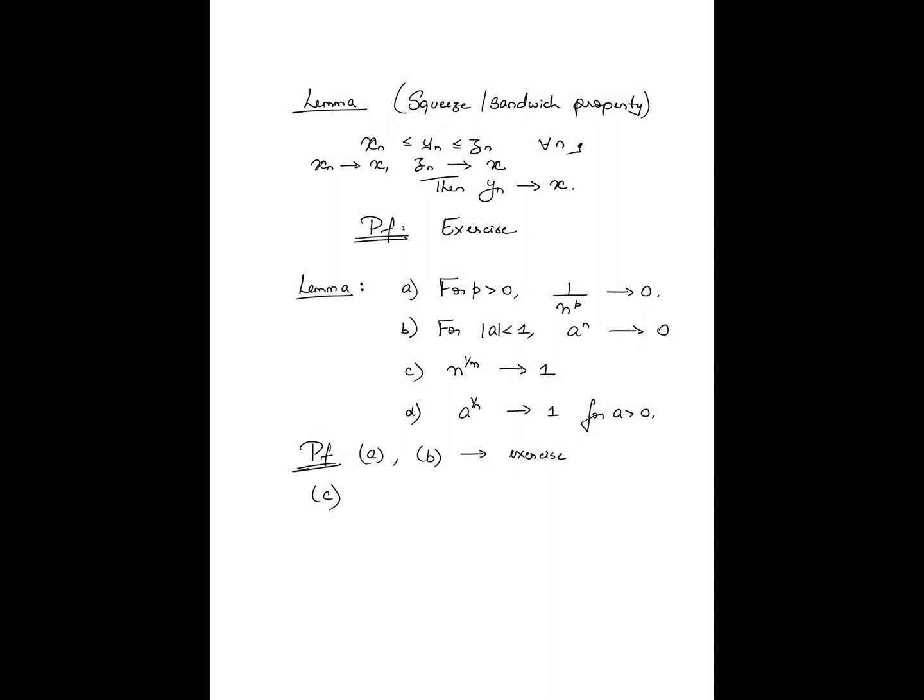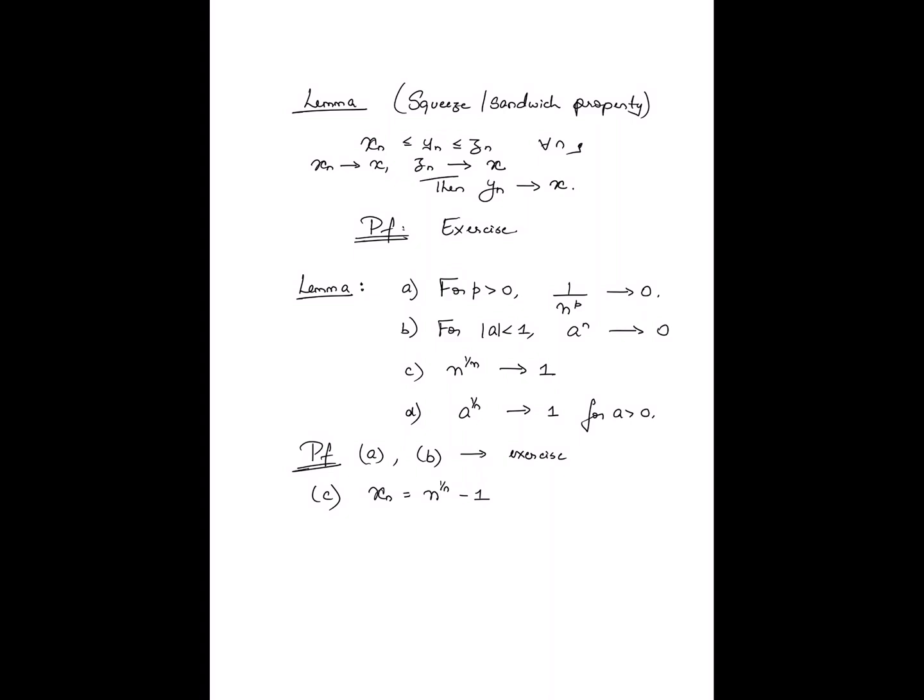For this, I'm going to define this new sequence xn, which is n raised to 1 by n minus 1. So what I do need to show is that xn tends to 0. If I have shown that xn tends to 0, then clearly I have proved the statement of the lemma. Okay, so let us look at how one would go about doing this.